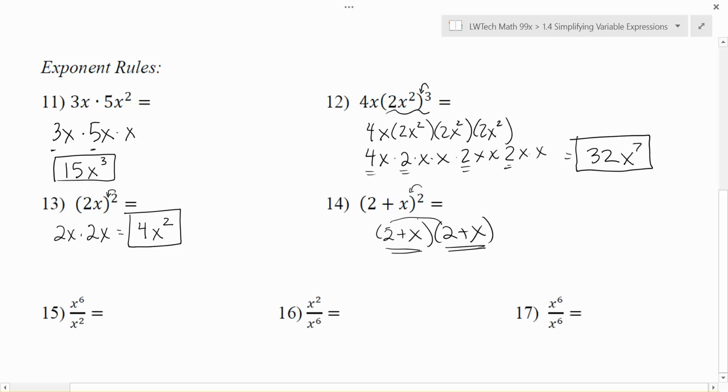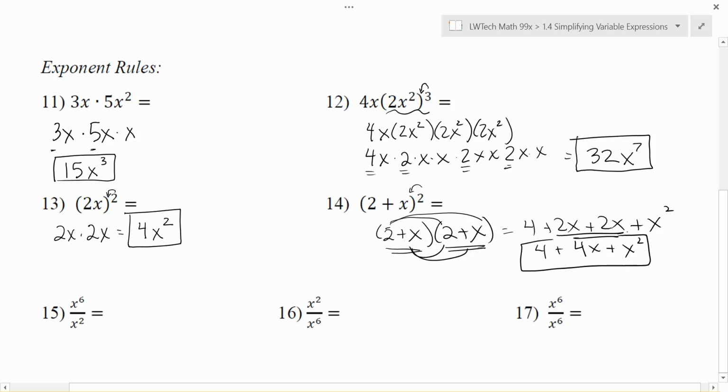So you have to remember to use FOIL. So here we do the 2 times 2 gives me 4 plus 2x. Then on the inside here we do x times 2 to get another 2x, and x times x to get an x squared. And I end up with 4 plus 4x plus x squared when I combine those like terms in the middle. Okay, so do be aware if you've got a plus or minus in it, it really messes things up. But if you don't have a plus or minus in it, we have some cool things that start happening here.